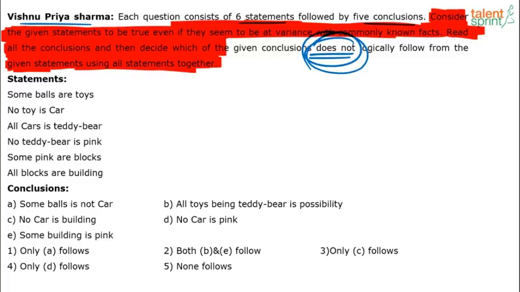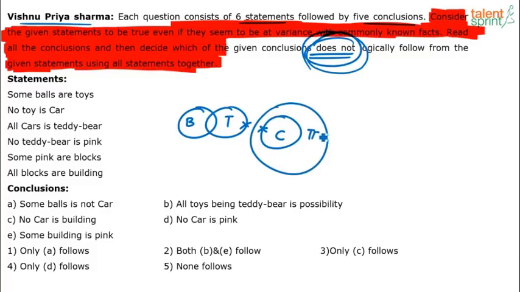Now, statements. Some balls are toys. So let me draw the basic diagram first. These are balls, let's say. Some balls are toys. No toy is a car. All cars are teddy bears. No teddy bear is pink. I'm just drawing the basic diagram. I'm sure you know the technique; we have discussed how to draw the basic diagram in our videos. Just follow that. Some pink are blocks.